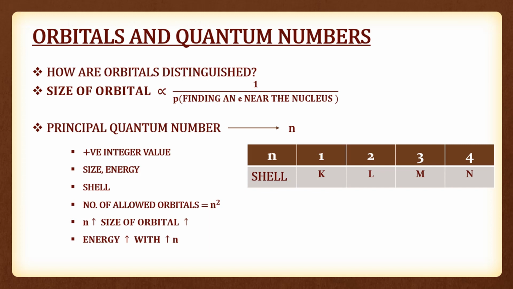The size of the orbital is inversely proportional to the probability of finding the electron near the nucleus, which implies that smaller the size of the orbital, greater the probability of finding the electron near the nucleus. So the shape and orientation of an orbital imply that there will be more probability of finding an electron along certain directions than along other directions.